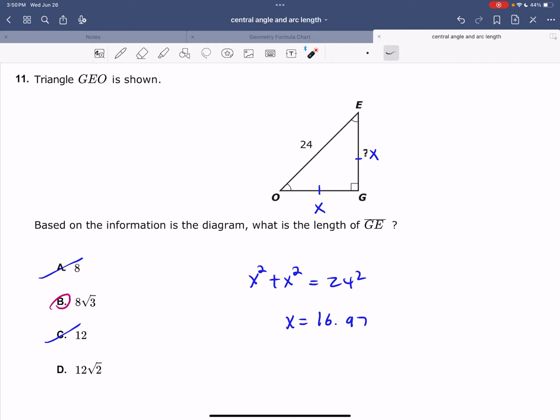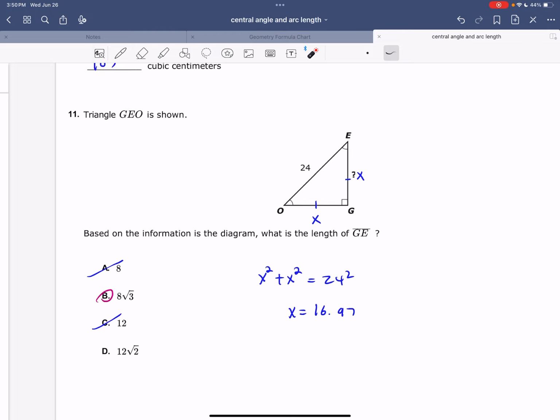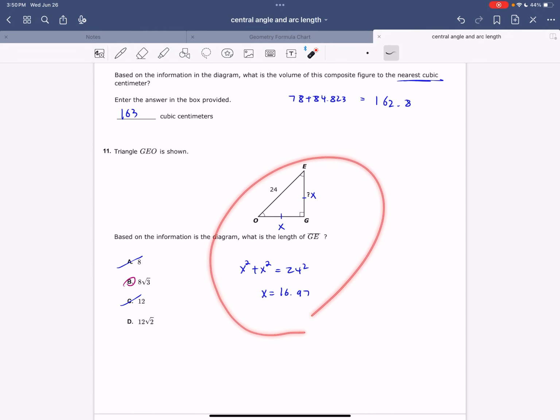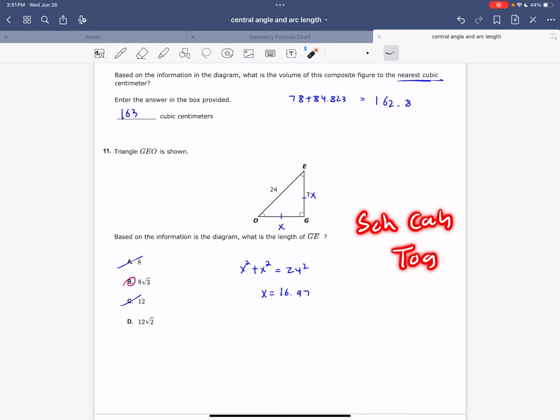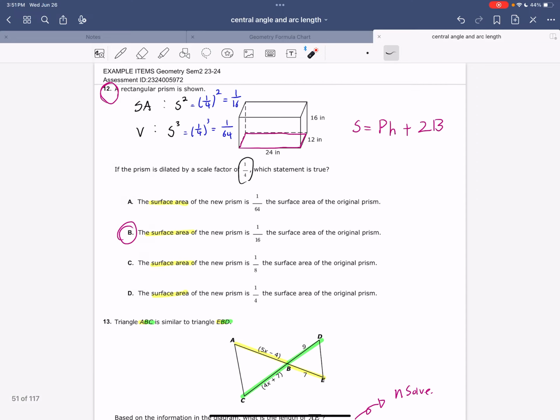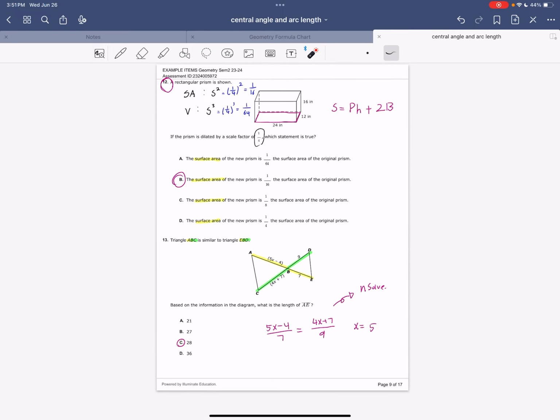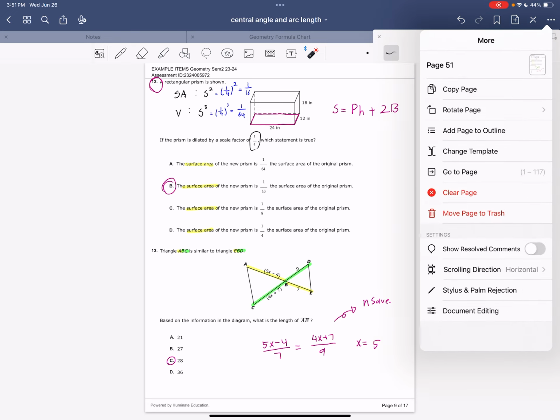Now, what I'm going to do is put this one into the calculator and see which one gives you 16.97. And this will give you 16.97 when you actually plug this one into the calculator. It's very simple and easy, okay? If this does not work, you can just use the Pythagorean theorem, which is SOHCAHTOA. That's what you have to know, okay? Now, question number 12 and 13, that's easy as well.